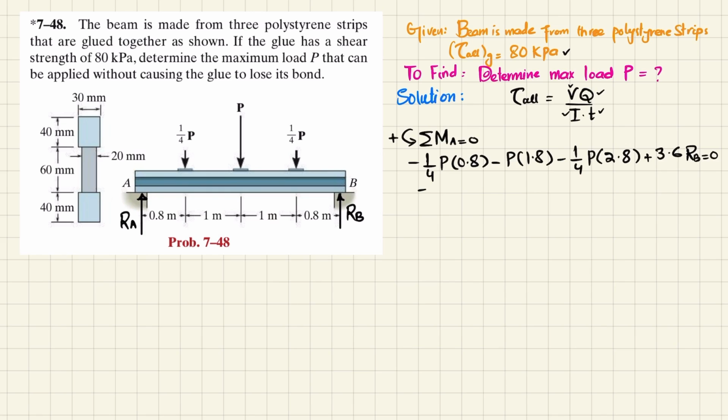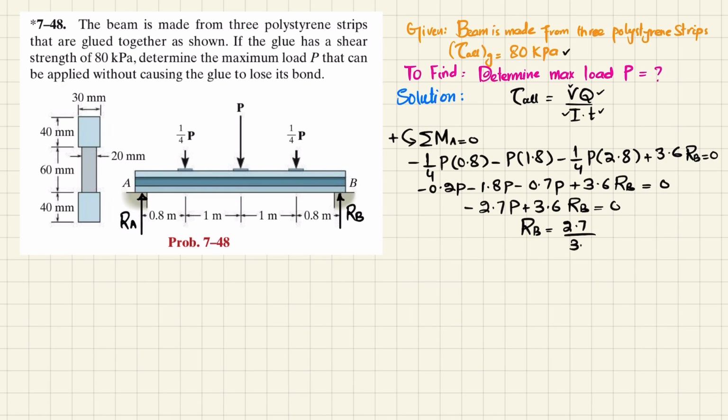So this gives you minus 0.2 P minus 1.8 P minus 0.7 P plus 3.6 Rb is equal to 0, and the sum of the negative terms gives minus 2.7 P plus 3.6 Rb is equal to 0. So we get Rb is equal to 2.7 divided by 3.6 times P, which is equal to 0.75 P. So Rb is equal to 0.75 P.